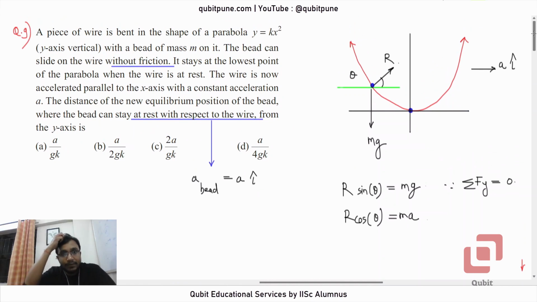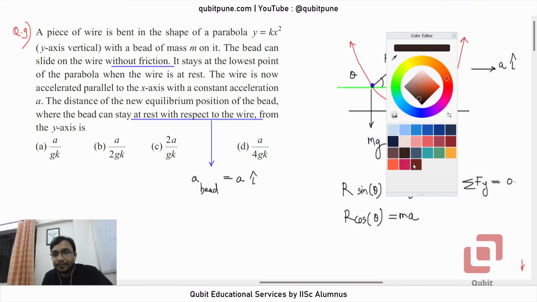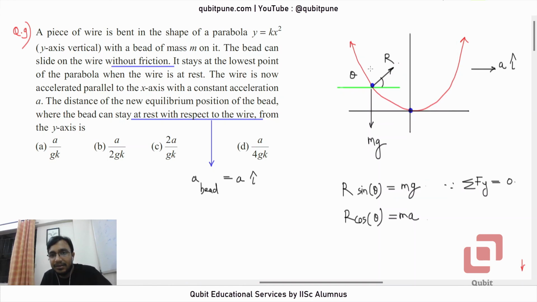Now, what do we want, by the way? We want the distance of the new equilibrium position of the bead, where the bead can stay at rest with respect to the wire, from the y-axis. So we are looking for this distance. Essentially we are looking for the mod of the x coordinate. Is that clear?